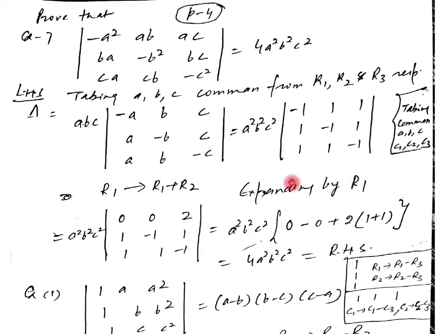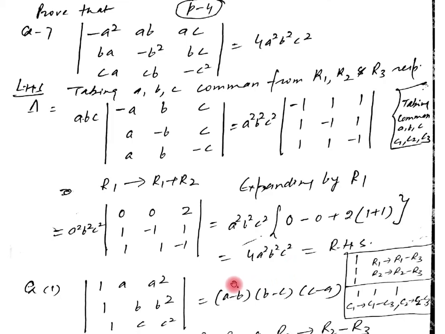Then our aim in the last is to get the maximum number of zeros in any row or column by adding or subtracting any rows or columns. Now here when I am operating R1 to R1 plus R2, it will become 0, 0, 2 and the other rows will remain the same. When you are having the maximum number of zeros in any row or column, then we expand the determinant by that row or column. Expanding it by R1, we are getting our right hand side.